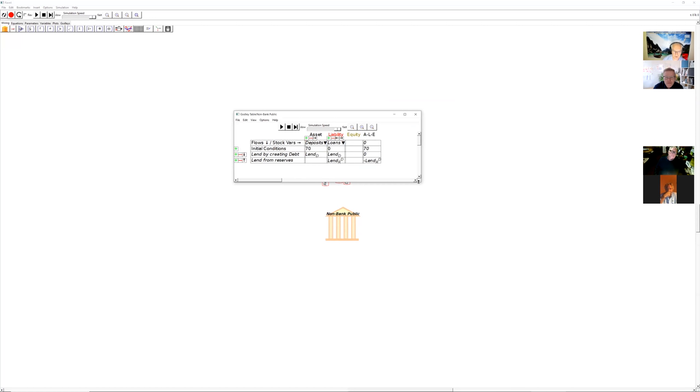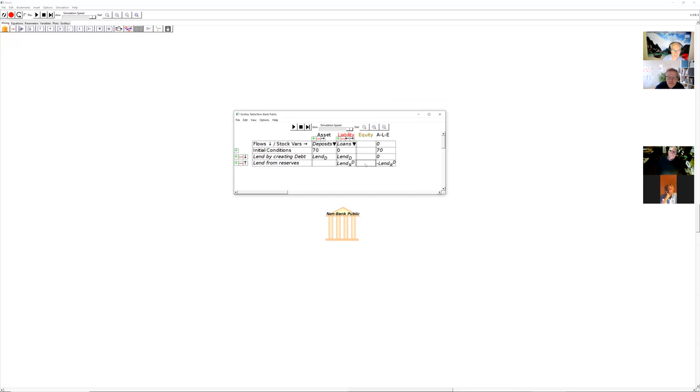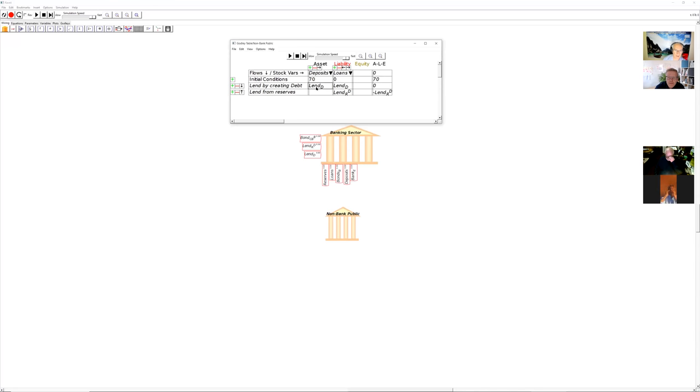This is what neoclassical economists think happened because it's what they learned in their textbooks. And they've never actually gone and questioned, are the textbooks actually correct? So in this case, yes, okay, there's been an increase. The non-bank public have got more deposits and they've got more loans coming out of this.